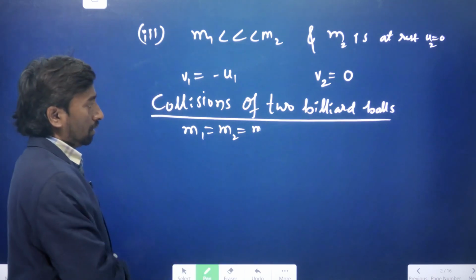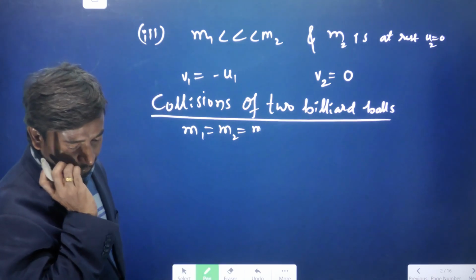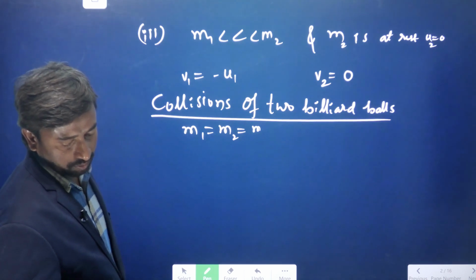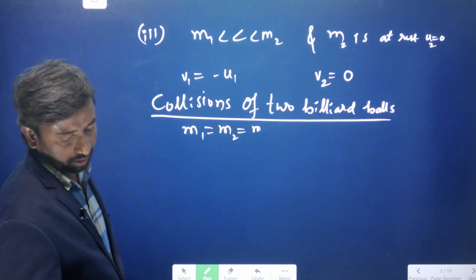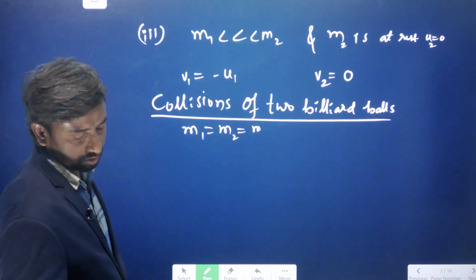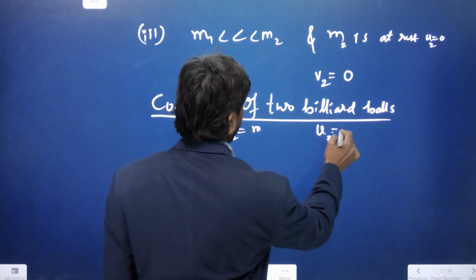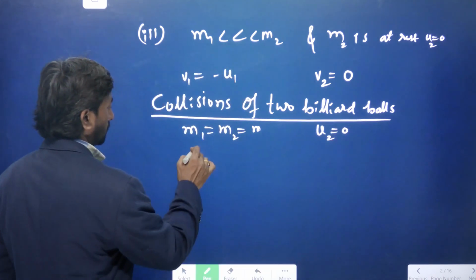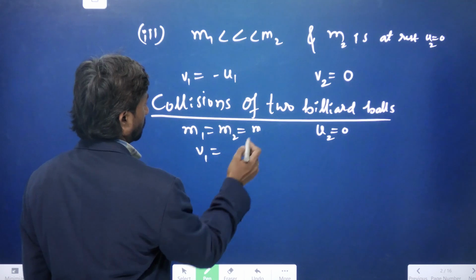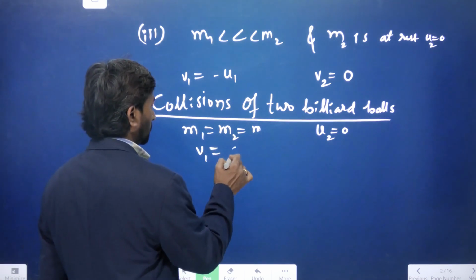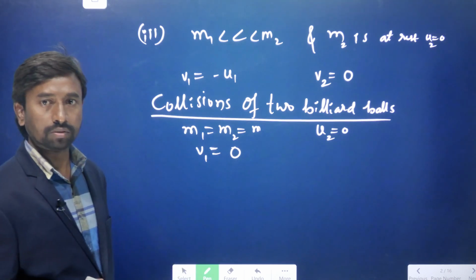One will be at rest. Suppose U2 is 0, the second ball is at rest. Then what will be the final velocity? Here V1 is M1 minus M2, which is 0, so V1 is equal to 0.